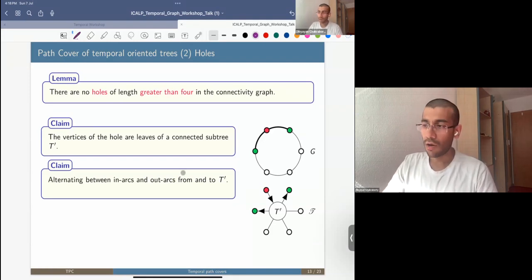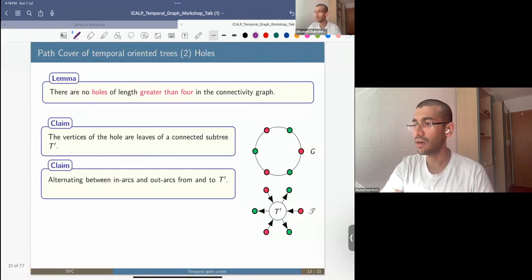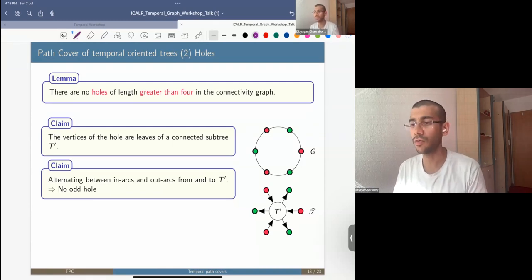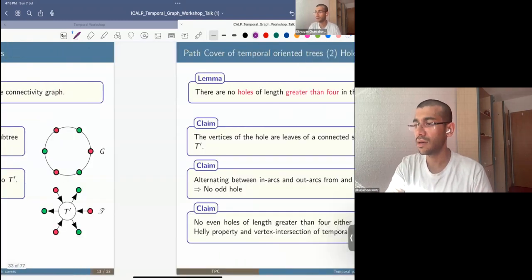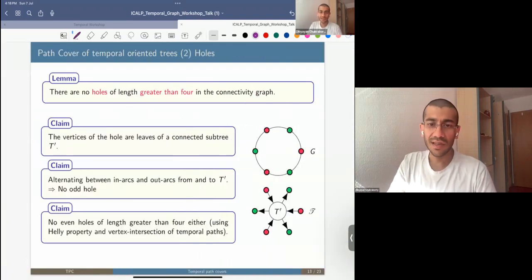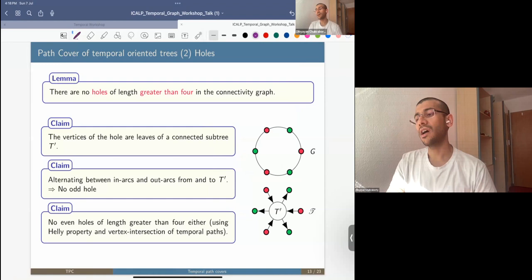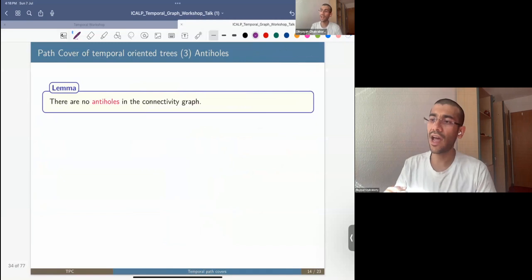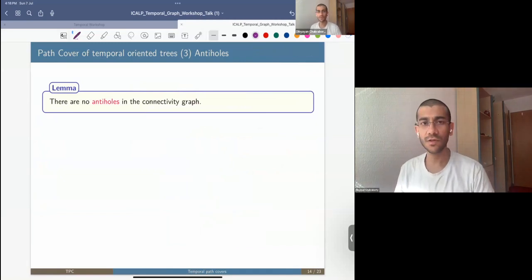Now this immediately says that you cannot have an odd hole in the connectivity graph. And with some more effort, one can show that there is no even hole in the connectivity graph as well. That requires some case analysis, but the idea remains the same. Now the next step is to show that there are no anti-holes in the connectivity graph.